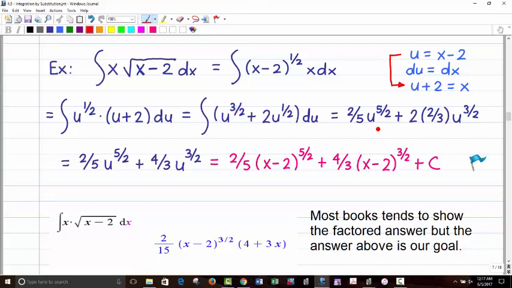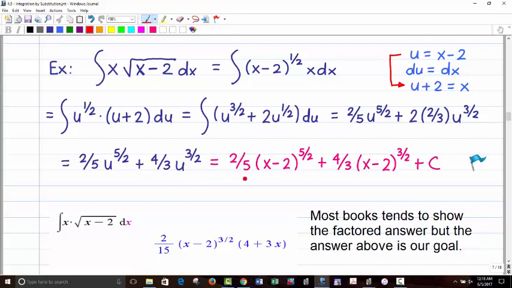So u to the 3/2 power rule will be 2/5 u to the 5/2 plus 2 times, this one will be u to the 3/2 and a 2/3, 2 times 2/3. So that makes that 4/3. So you have 2/5 u to the 5/2, and then plus 4/3 u to the 3/2.